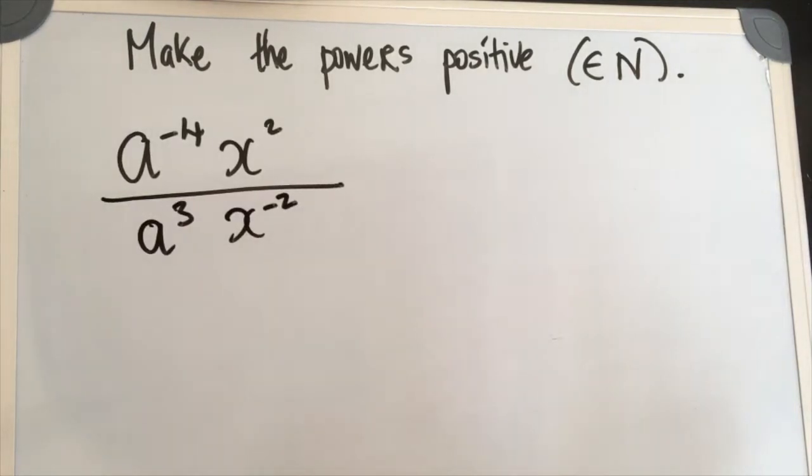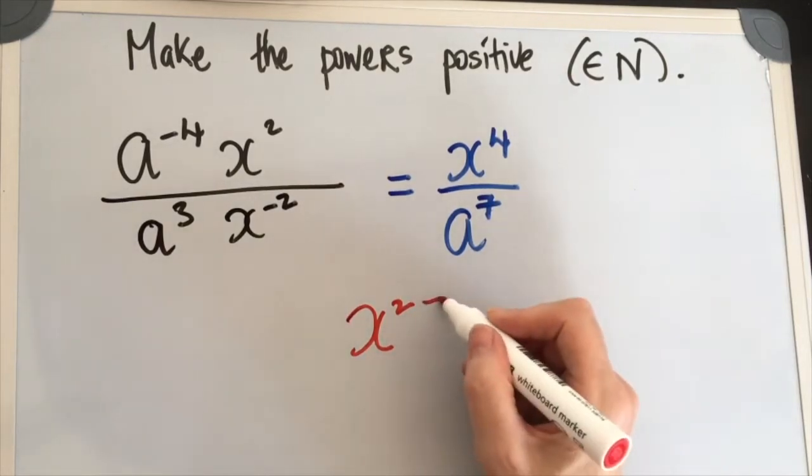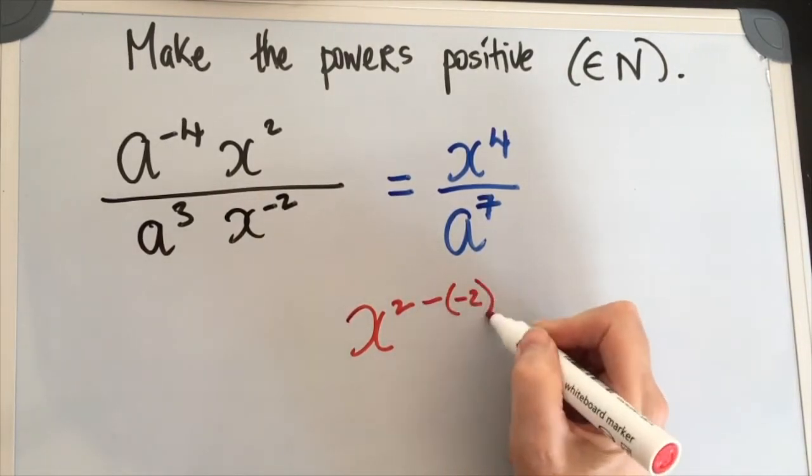Now I'm going to ask you to pause the video and try and work this one out. That is, leave all the powers positive. Did you get that challenge? Well, let's see if you didn't. So on the top, I've got x to the power of plus 2, and on the bottom, I've got x to the power of minus 2. Dividing, subtract the indices. It's 2 minus minus 2.